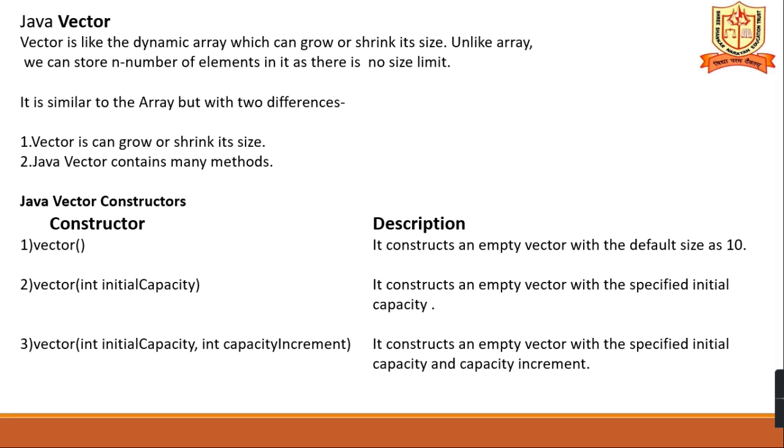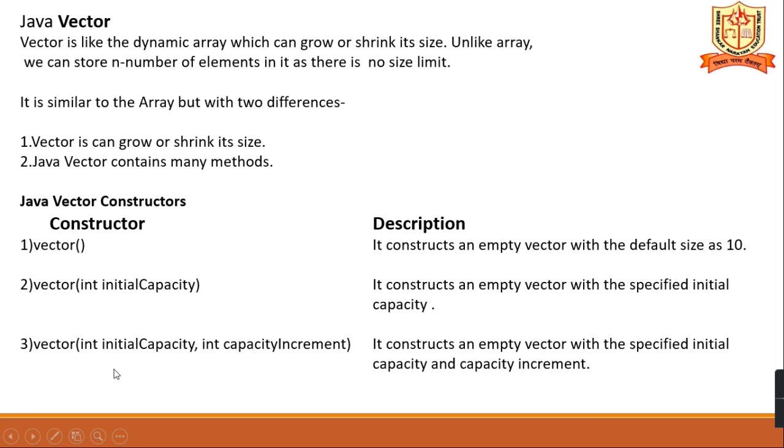So what are the constructors? The first constructor creates an empty vector with the default size of 10. And the second constructor takes an initial capacity. It constructs an empty vector with a specified initial capacity. So the maximum you can store in this vector is whatever capacity you mentioned.